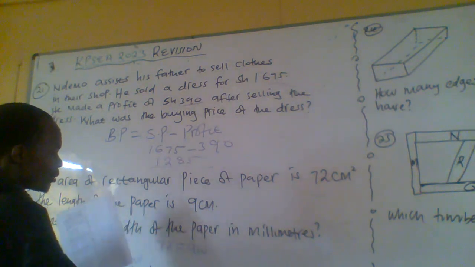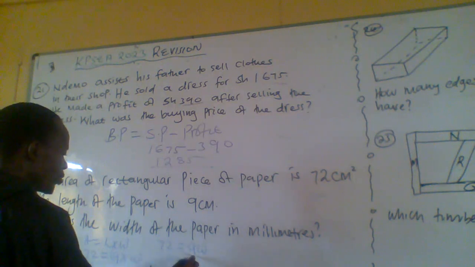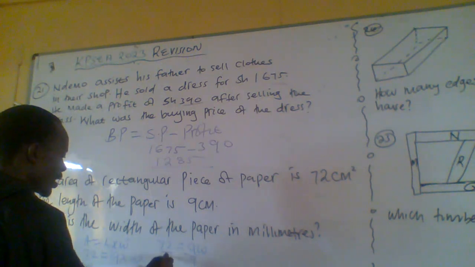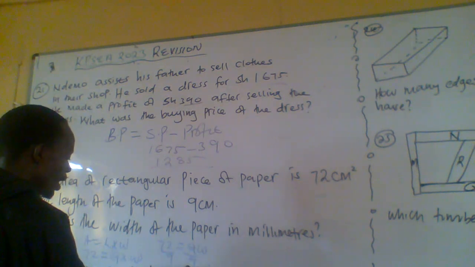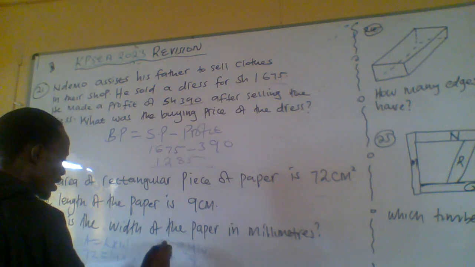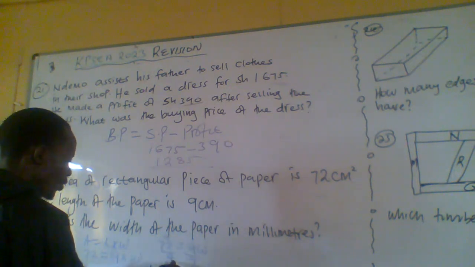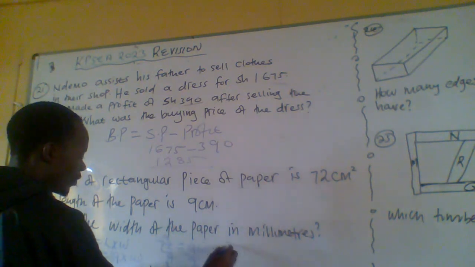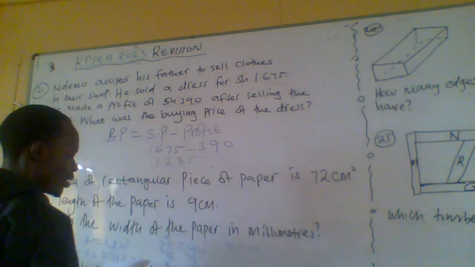For us to remain with W alone, we divide by 9 on both sides. 9 into 9 remains W, and 9 into 72 remains 8. Now 8 is equal to W. After getting this, it means our width is 8.